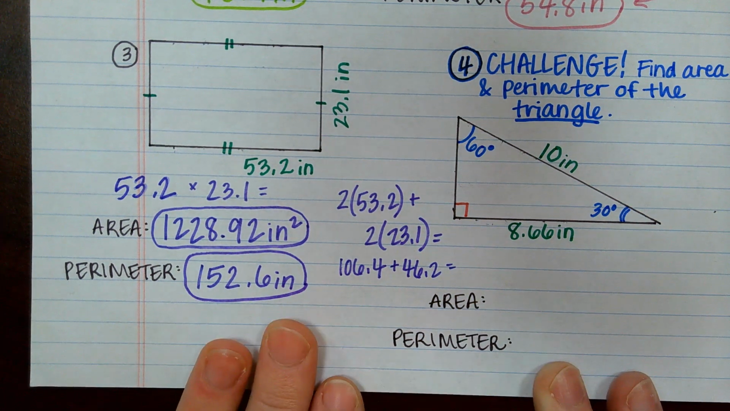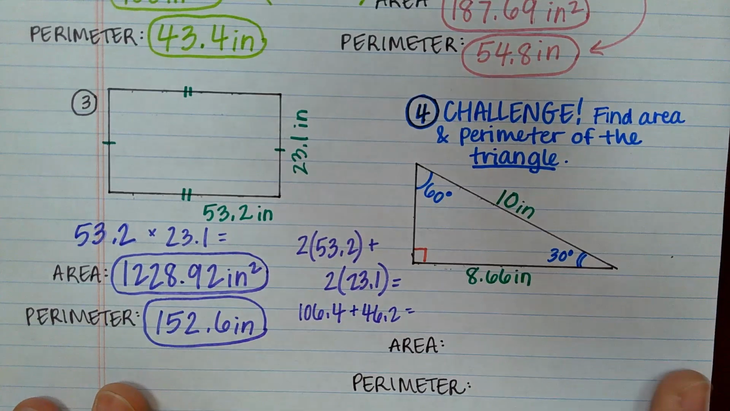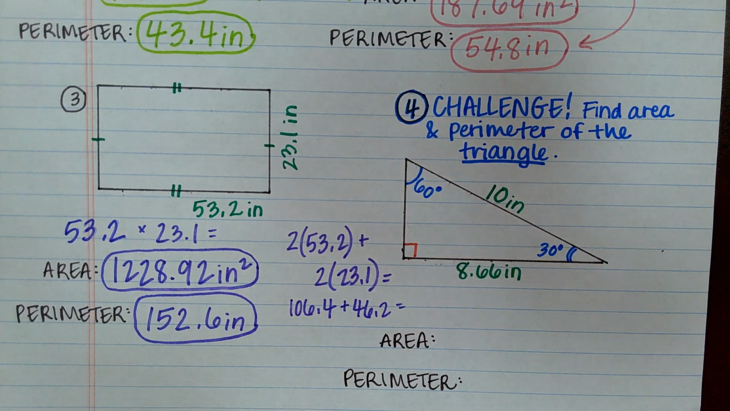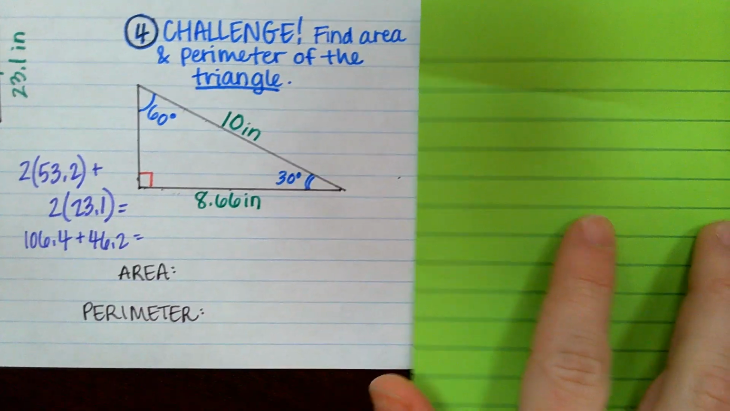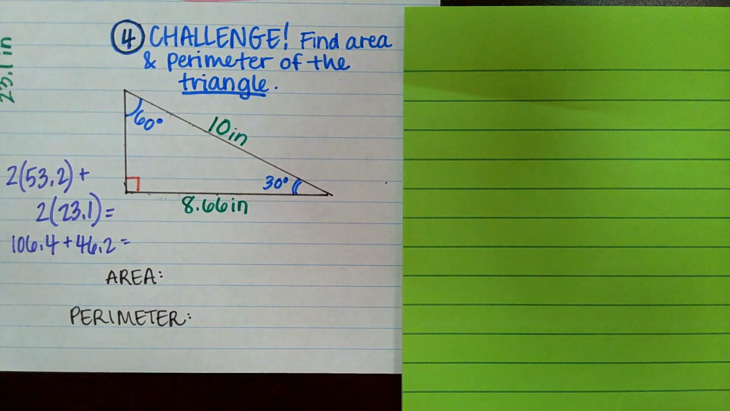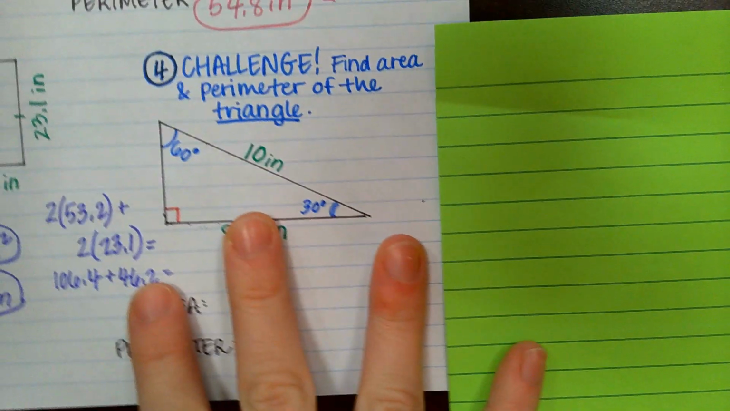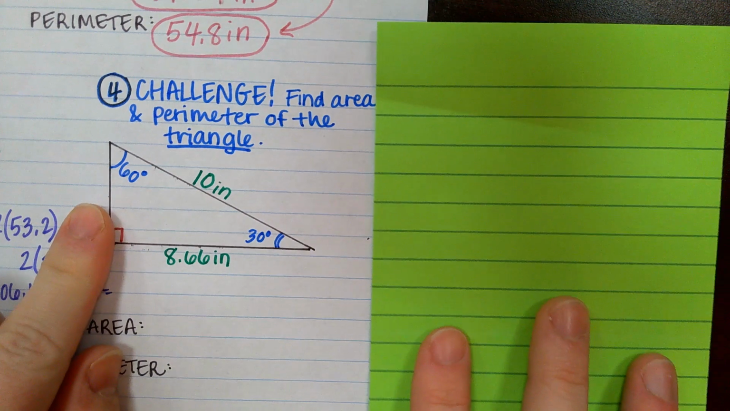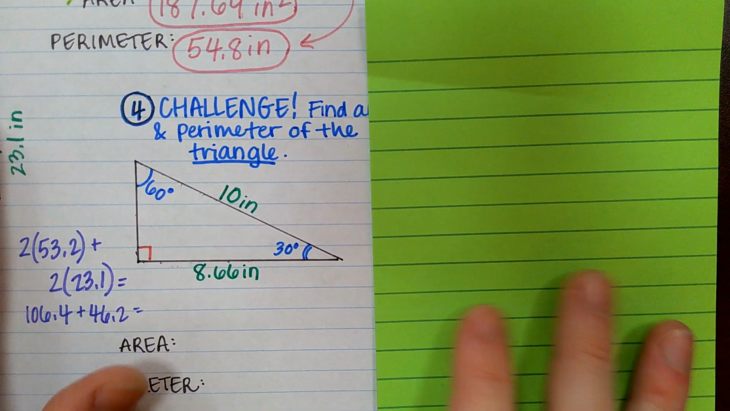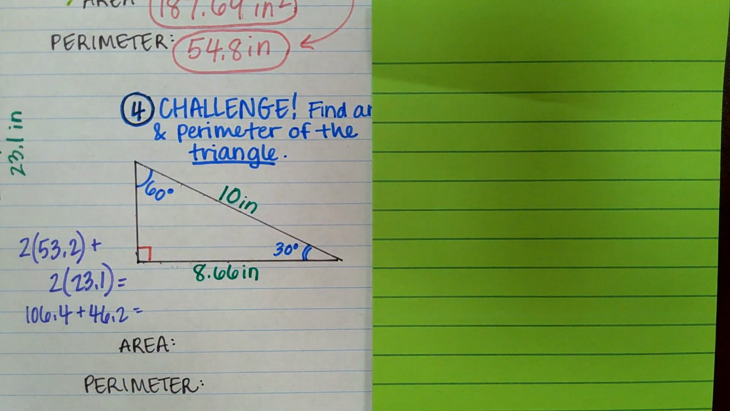Perfect. Okay, so now we have the challenge. So I'm going to grab an extra little sheet to write some of our work out because I didn't give you a whole lot of room on here. So we need to find the area and the perimeter of this triangle, but we are missing one of our side lengths here. So there's 2 ways that we could find that missing side length. What's one way we could find it?